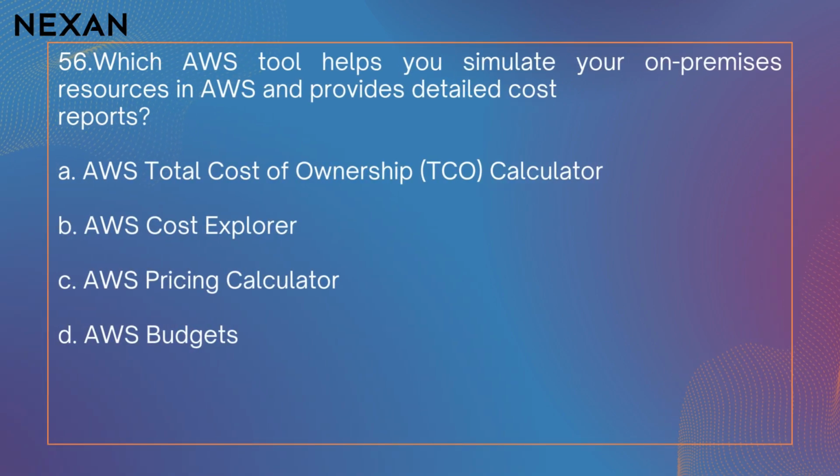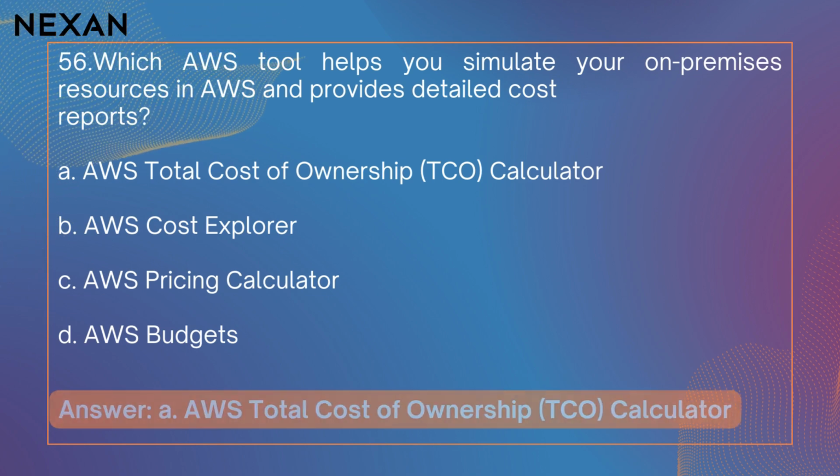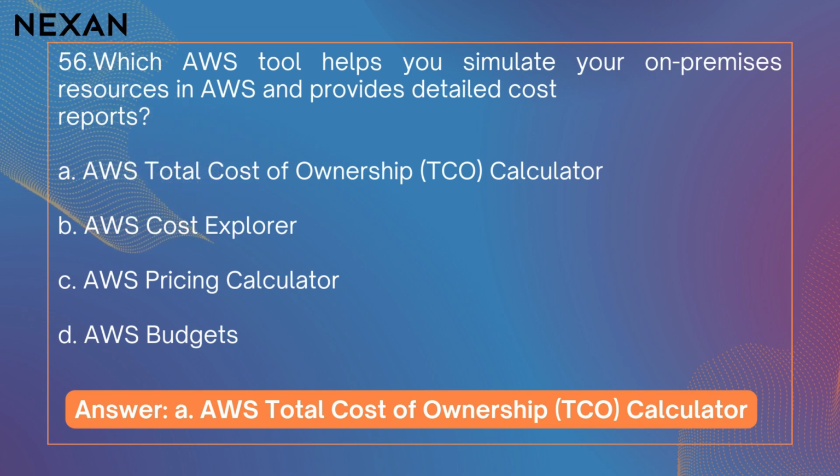56. Which AWS tool helps you simulate your on-premises resources in AWS and provides detailed cost reports? A. AWS Total Cost of Ownership Calculator. B. AWS Cost Explorer. C. AWS Pricing Calculator. D. AWS Budgets. Answer: A. AWS Total Cost of Ownership Calculator.